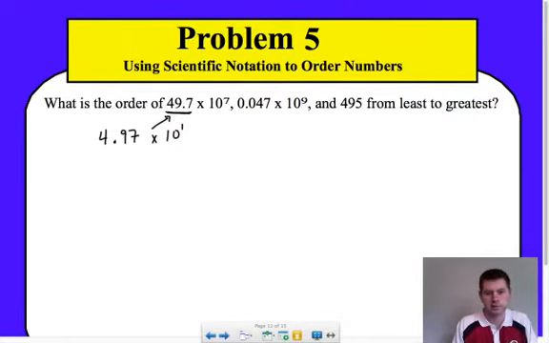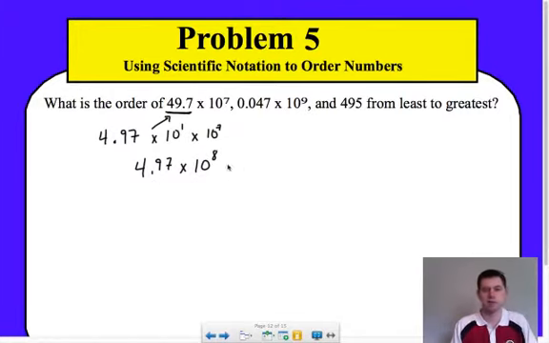So I still have this 10 to the 7th, so I'm just going to bring that down. Well, I have another 10 to the 7th, which means this gives me 4.97 times 10 to the 8th. So I've just put this in scientific notation. Now I'm going to do the same thing for this one. I'm going to make it 4.7, but to make 4.7 back to the original, I have to make it times 10, and I'm going to have to move it 2 spots back, so that's -2.